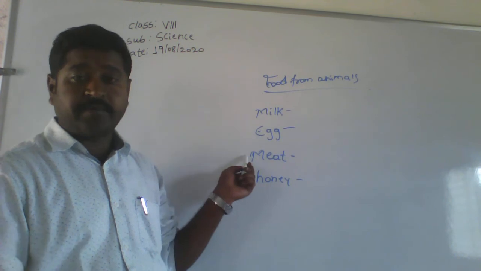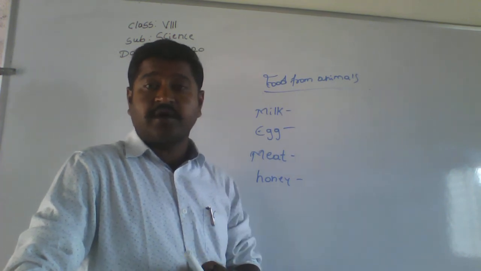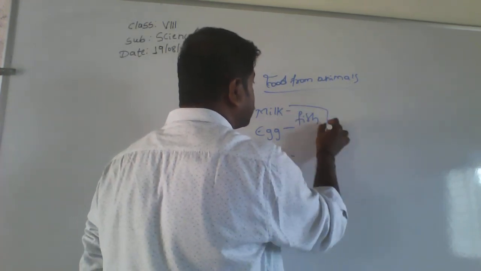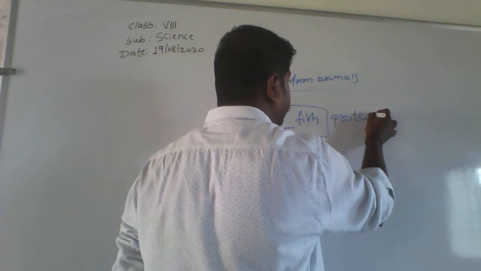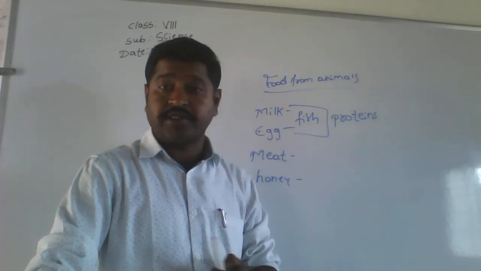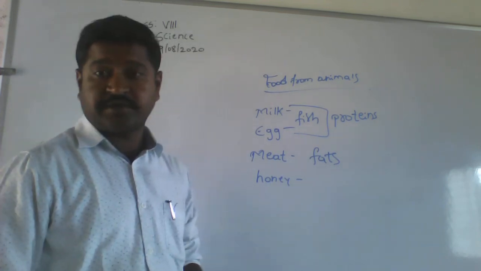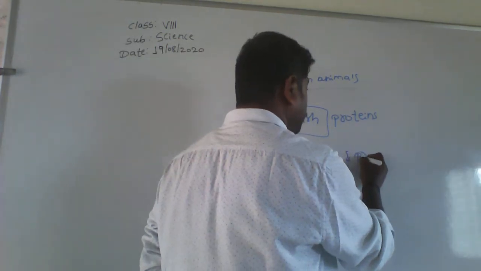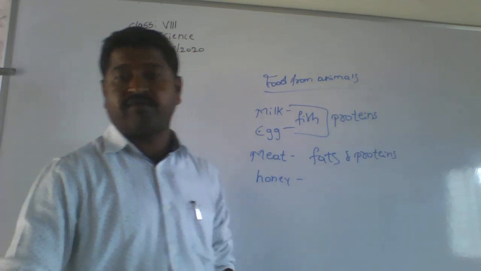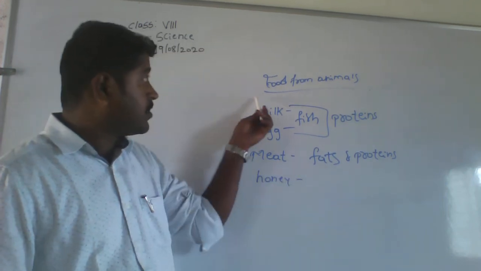As we get these foods from animals, they are nutrient rich. Milk, egg, and fish are all rich in proteins. This is clear? Whereas meat is rich in fats as well as proteins. Then we have liver oil, which is obtained from fish and is rich in vitamin D. So this was about food from animals.